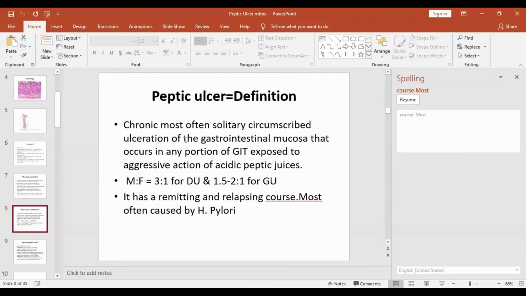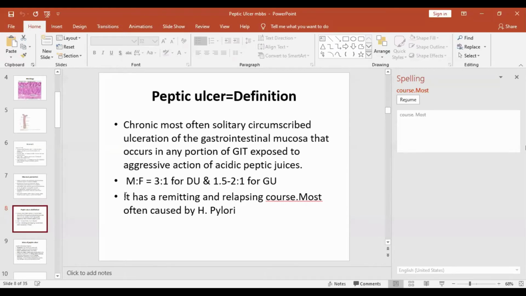So it is a chronic ulcer, mostly solitary. It is well circumscribed in the gastrointestinal mucosa, and it occurs in area which is exposed to acid peptic juices. Acidic peptic juice, which contains what? Acid, gastrin, pepsin, and then surfactant. All those things are there.